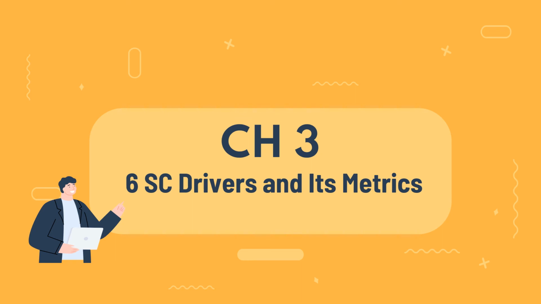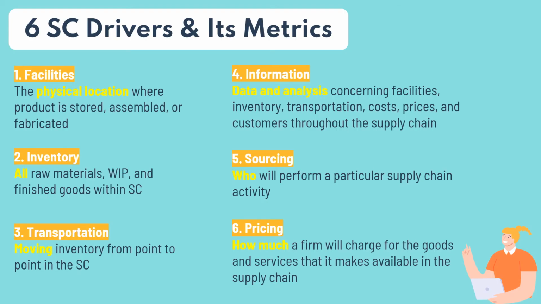And then chapter 3. Supply chain performance in terms of responsiveness and efficiency is based on the interaction between the 6 supply chain drivers. Metrics are the measurement of the performance of each driver and its impact on financial performance. So the first driver is facilities, which is the physical location where product is stored, assembled, or fabricated.